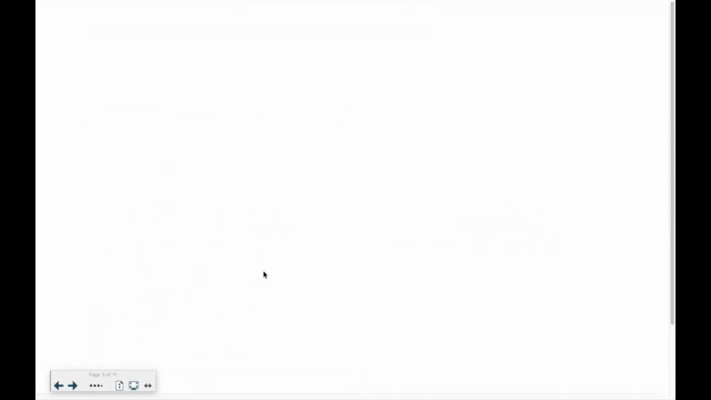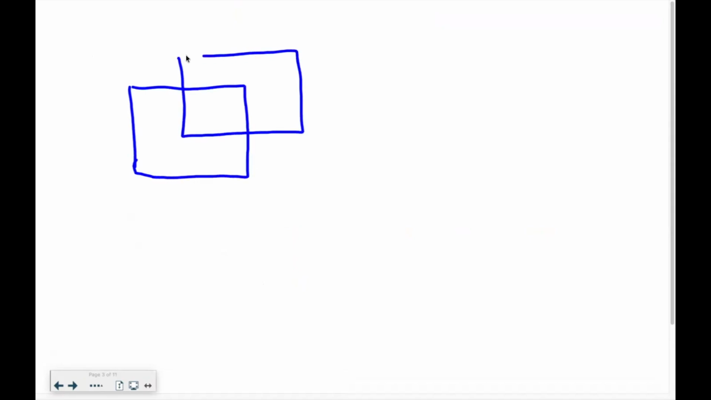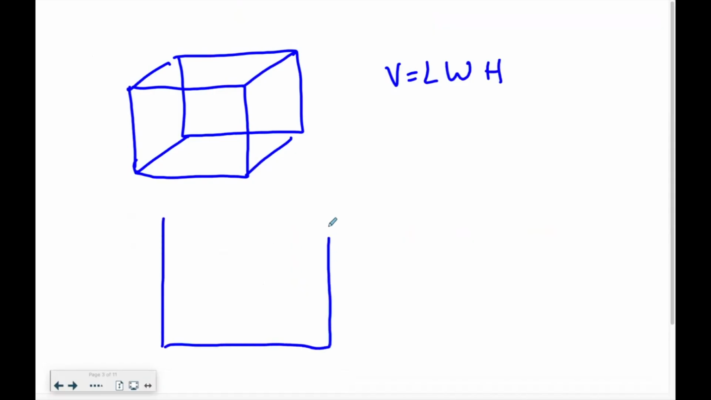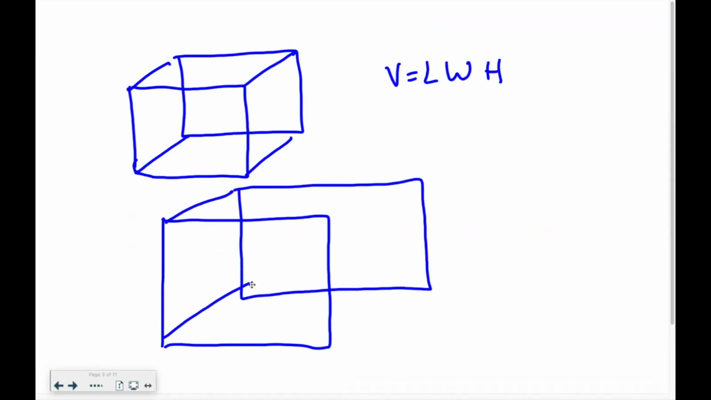So here, I'm just going to put in a blank page. Let's take, for instance, a rectangular prism, where the volume is the length times the width times the height. And then I'll make a bigger one. I'm just going to make up numbers for this first one. I'm going to say 3, 2, and 4. So that means the volume of this first one is 24.